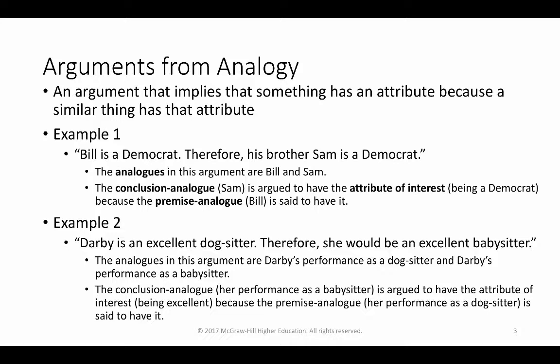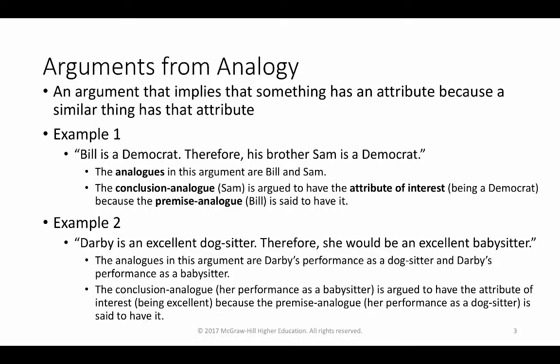The second example is similar. Darby is an excellent dog sitter, therefore she would be an excellent babysitter. Now, in this case, the person Darby isn't the analog. It's her job as a dog sitter, which is the premise analog, and her possible job as a babysitter as the conclusion analog. The attribute of interest, the thing that's similar, is her excellence. So the argument is she's excellent in one capacity, so she would be in this other capacity as well. So these arguments are good for illustrating the basic concept of analogical reasoning. However, they're not very strong arguments. In fact, they're fairly weak.